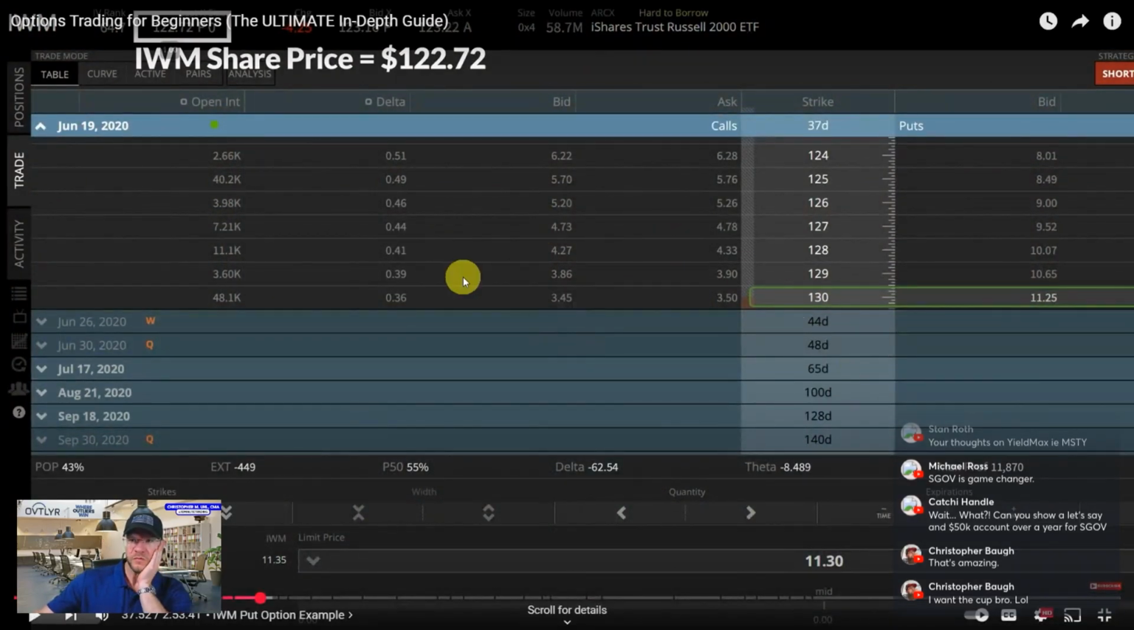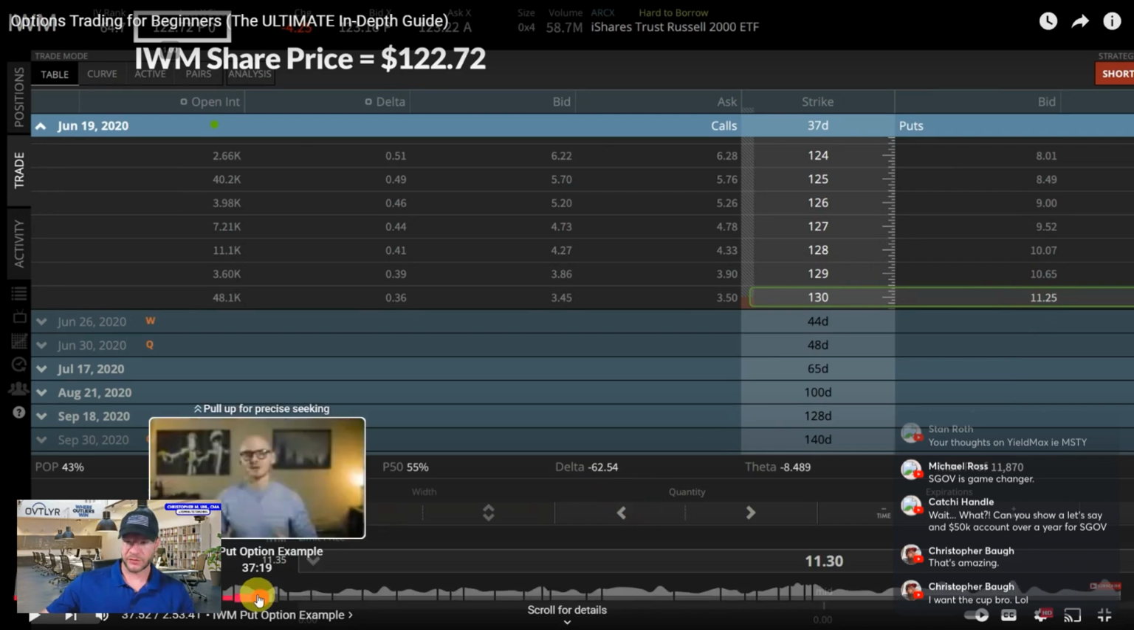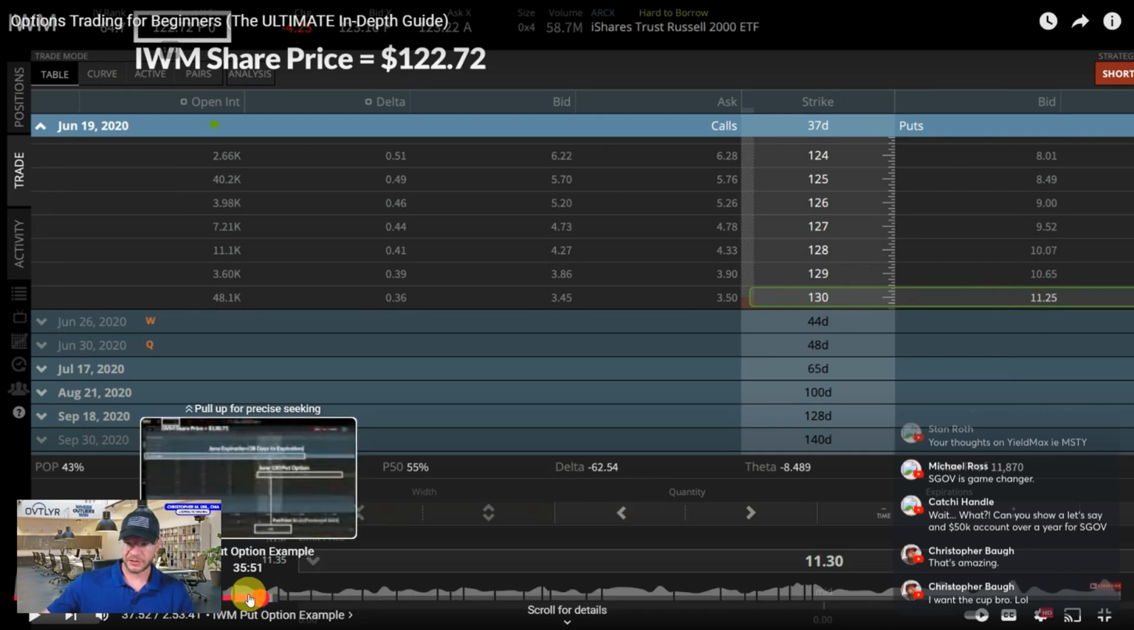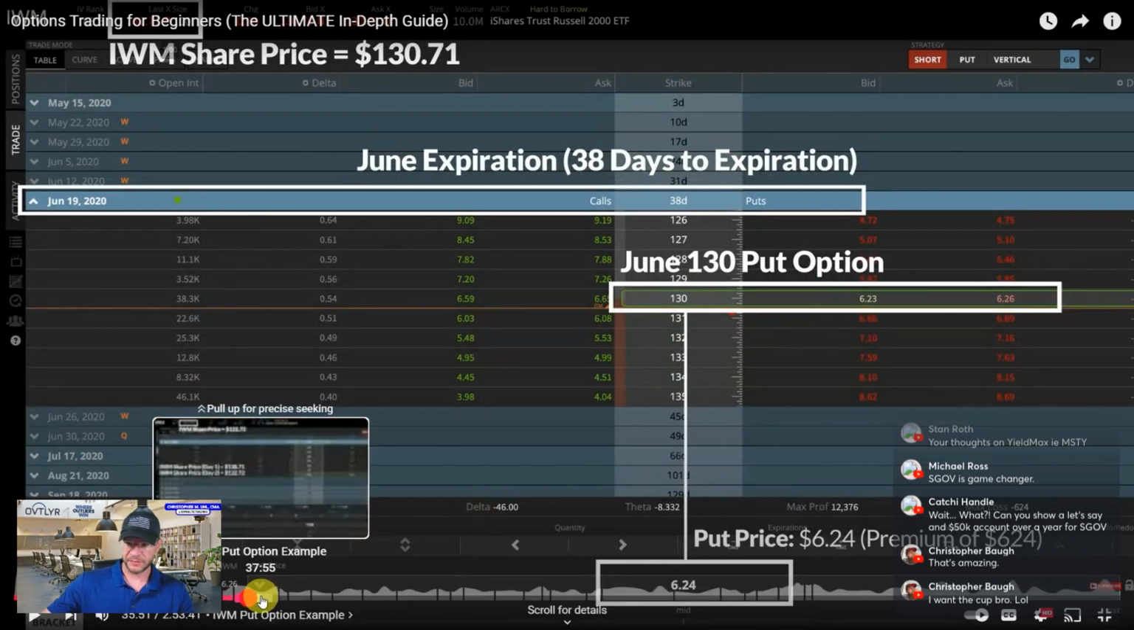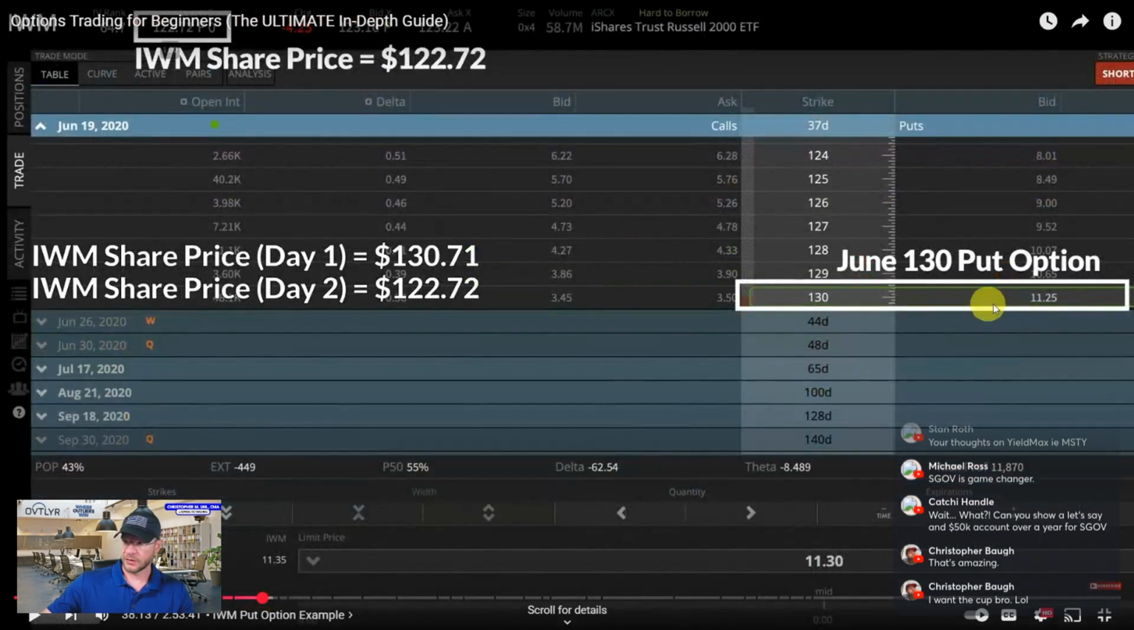Okay, cool. So we talked earlier about delta, right? The price of it went from 130-ish to 122-ish, so the price went down by $8. Let's go back real quick. I want to see the option he was looking at before: the 130s, and it was about $6. And now he's looking at the 130s again, and it's about $11. So the price of the stock went down $8, and the price of the option went up about $5, right?